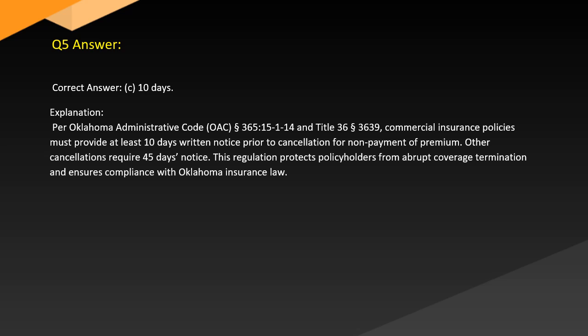Answer. Correct answer: C. 10 days. Explanation: Per Oklahoma Administrative Code OAC §365:15-1-14 and Title 36 §3639, commercial insurance policies must provide at least 10 days written notice prior to cancellation for non-payment of premium. Other cancellations require 45 days notice. This regulation protects policyholders from abrupt coverage termination and ensures compliance with Oklahoma insurance law.